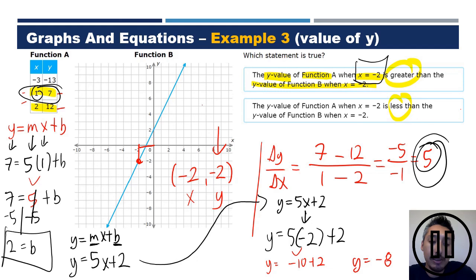Let's continue. Let's go back to our options. The value of function A when x is equal to -2 is -8. And the value of function B when x is equal to -2 is -2. And that comes from here. So which is greater? Is -8 greater than -2? No. The answer is option 2. -8 is less than -2.